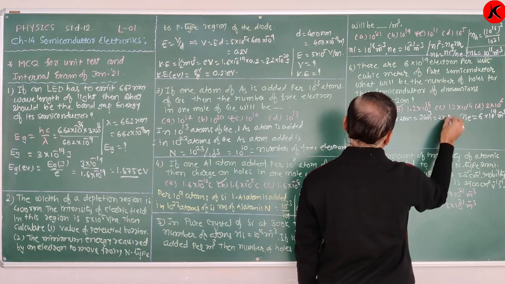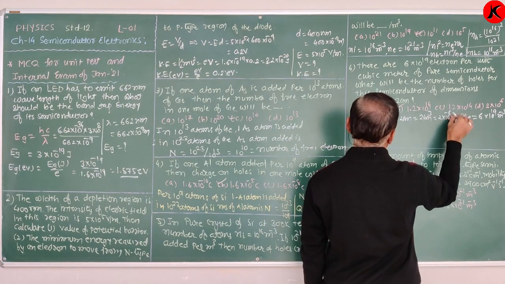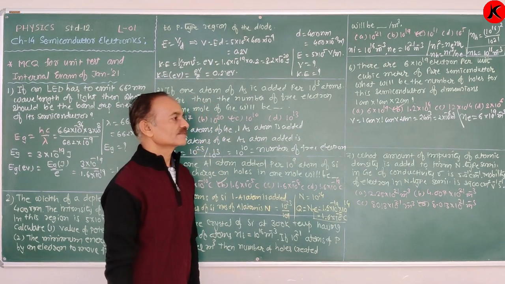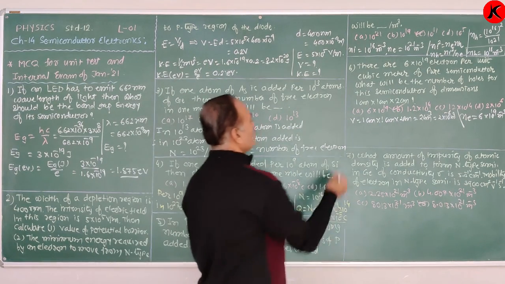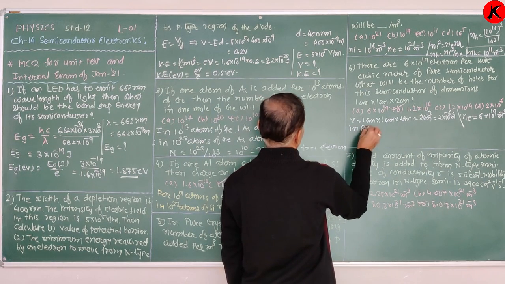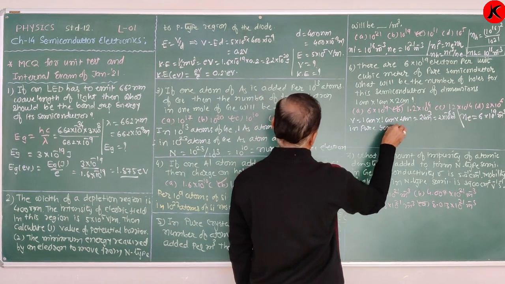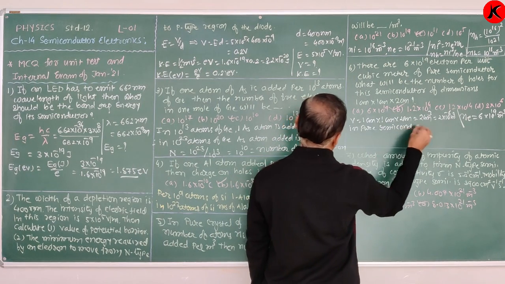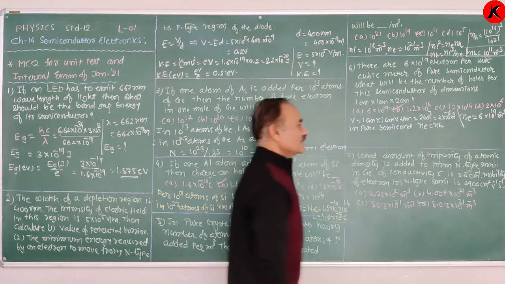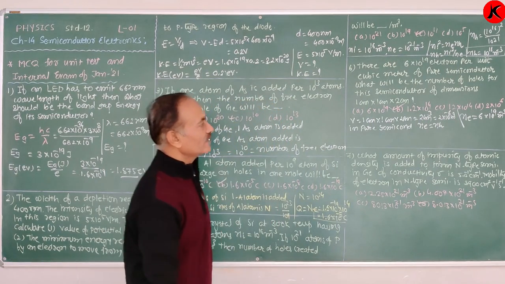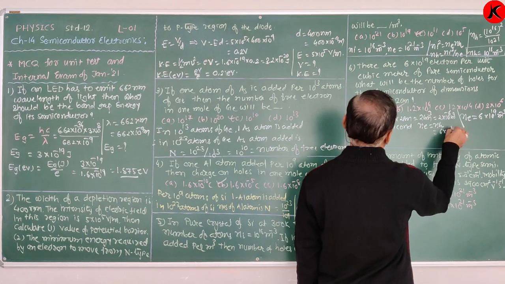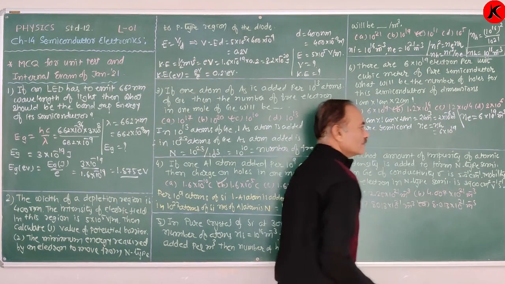which is equal to 2 into 10 is to minus 6 meter cube. Now, in a pure semiconductor, Ne is equal to NH. The number density of the hole and the number density of the electron are the same. That is given as 6 into 10 is to 19 per meter cube.